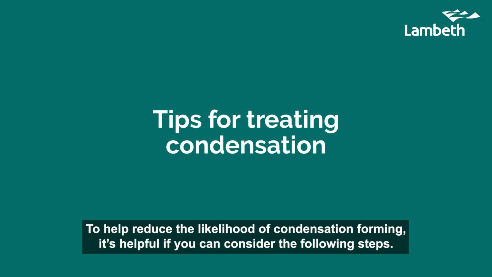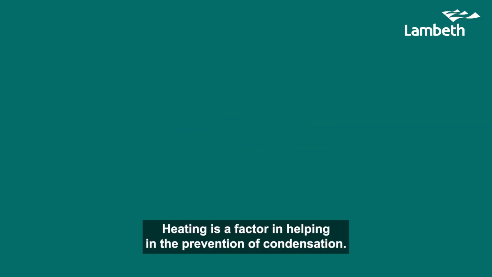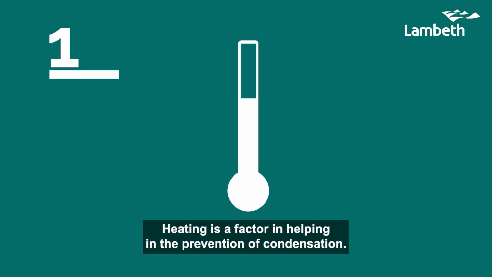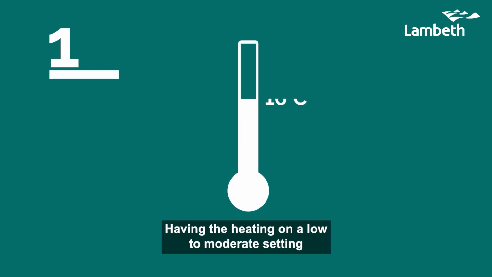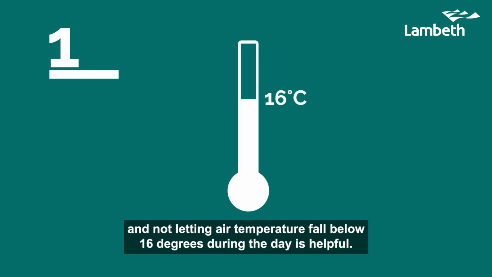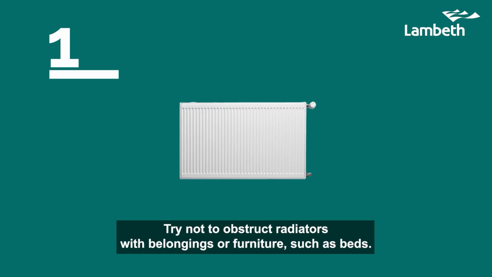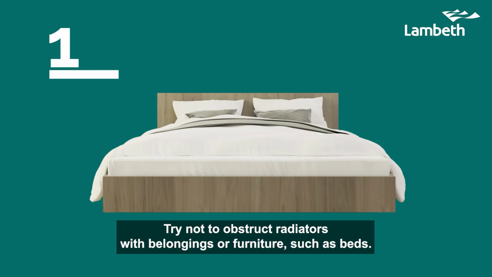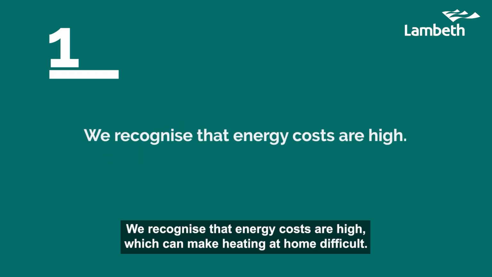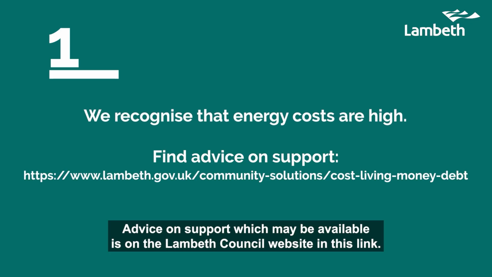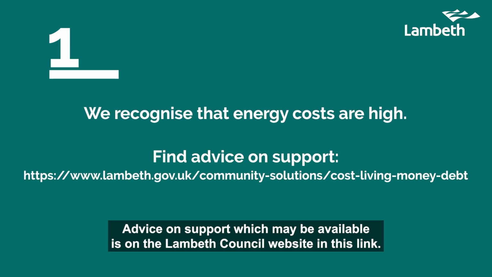To help reduce the likelihood of condensation forming, it's useful if you can consider the following steps. Heating is a factor in helping in the prevention of condensation. Having the heating on at a low to moderate setting and not letting air temperature fall below 16 degrees during the day is helpful. Try not to obstruct radiators with belongings or furniture such as beds. We recognise that energy costs are high, which can make heating a home difficult. Advice on support which may be available is on the Lambeth Council website in this link.